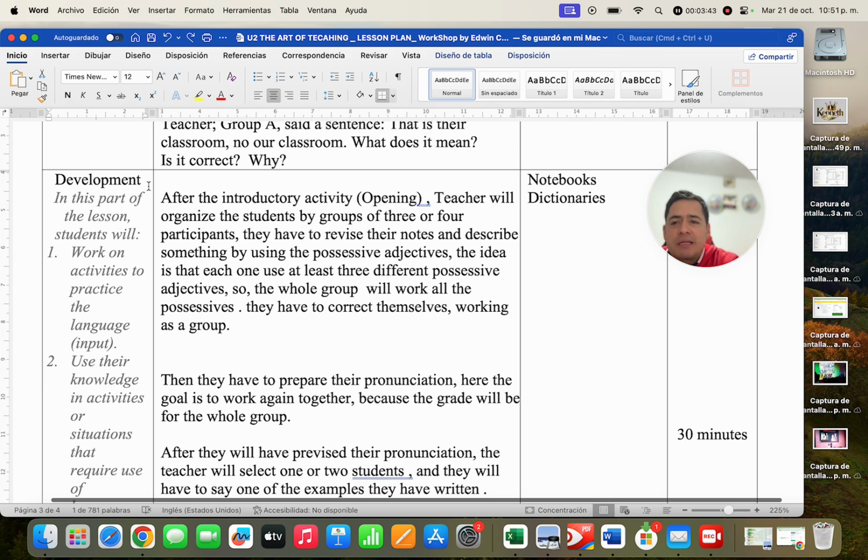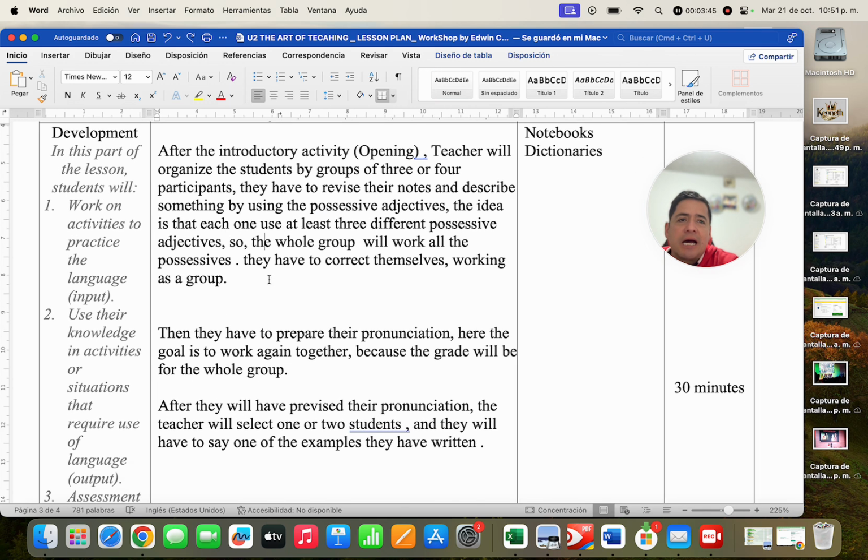In the development part, I say that they have to prepare by groups of 3 or 4 students some sentences. Each student is going to write 2 or 3 different sentences with 2 or 3 different possessive adjectives, and at the end they have to prepare the pronunciation.